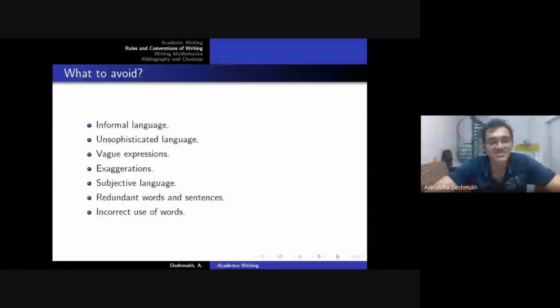Because when we write mathematics, there are two things which we are playing with. One is English and the other is mathematics. So if you combine them both, and if you think that the rules of English also work for the other subject, that is not going to work.